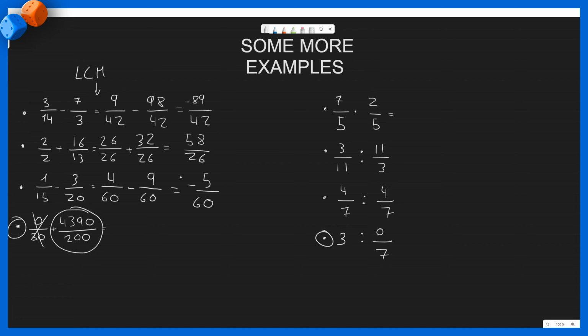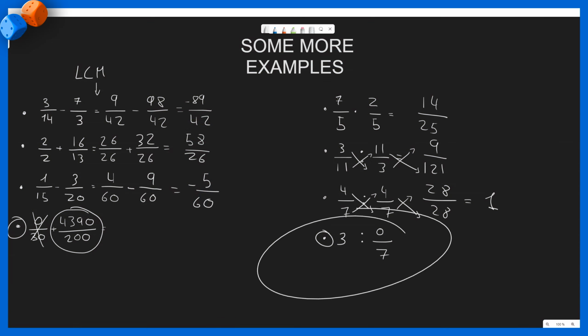Now, going to the multiplications and divisions that are way easier, we get 7 times 2, 14, over 5 times 5, 25. Here we get 3 times 3 and to the top, 9. 11 times 11 to the bottom, 121. 4 times 7 to the top, 28. 7 times 4 to the bottom, 28, which is equal to 1.